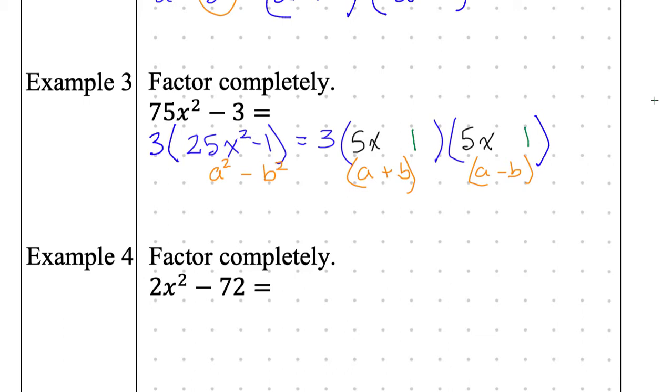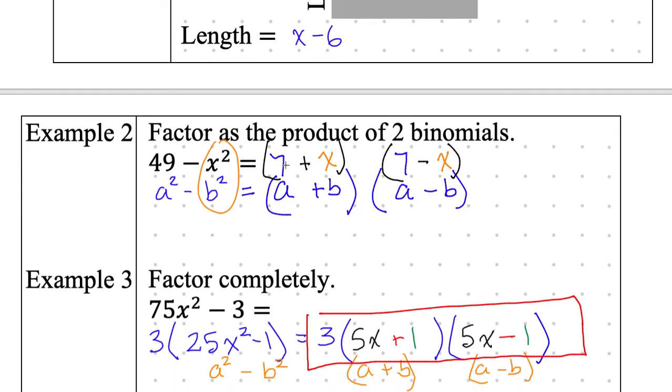1, 1. And I copy down the sign in between. Plus, minus. Done. We need to leave the 3 in the answer. If the 3 was factored out, leave 3 factored out. There is our final answer. I guess I should have boxed our final answer up here as well.